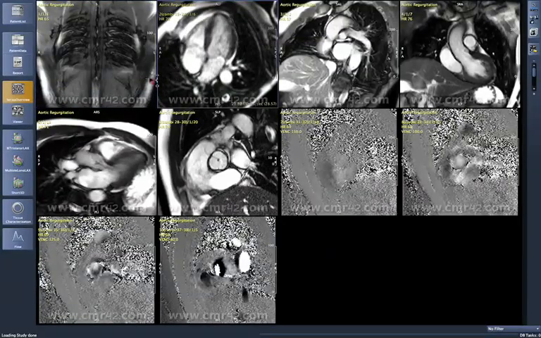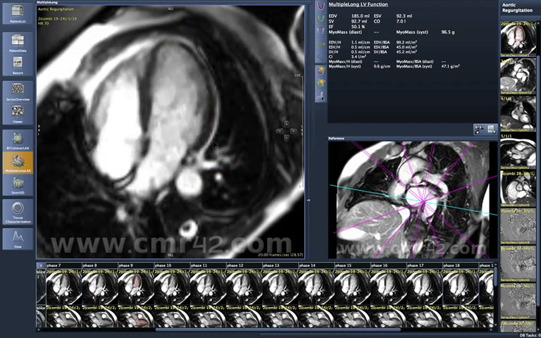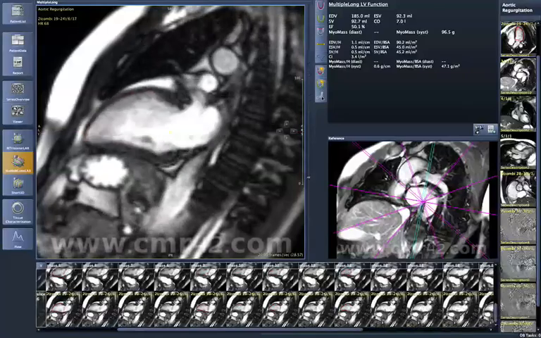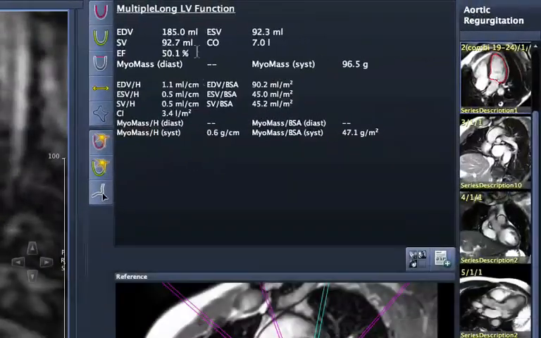As I said before, we already drew the contours, so this is just the example evaluation of the multiple long axis. Again, you can load in a different short axis localizer here, and you can display the cines while you see the corresponding orientation on the short axis here. This patient presents with a normal cardiac volume. The end-diastolic volume is 185 milliliters. His stroke volume is high, but his ejection fraction is only 50.1%.